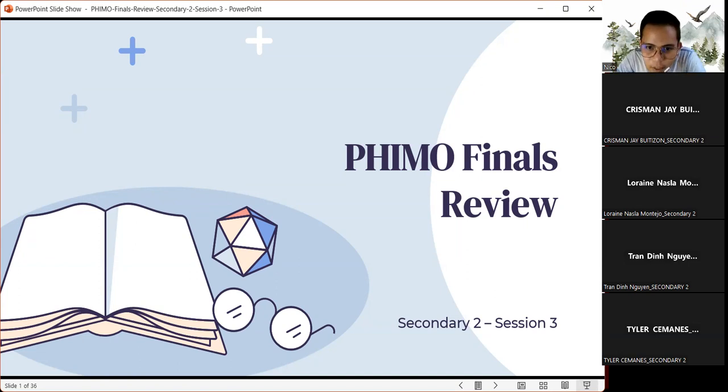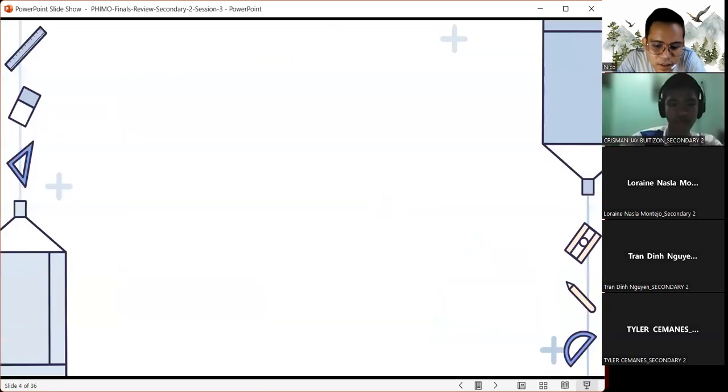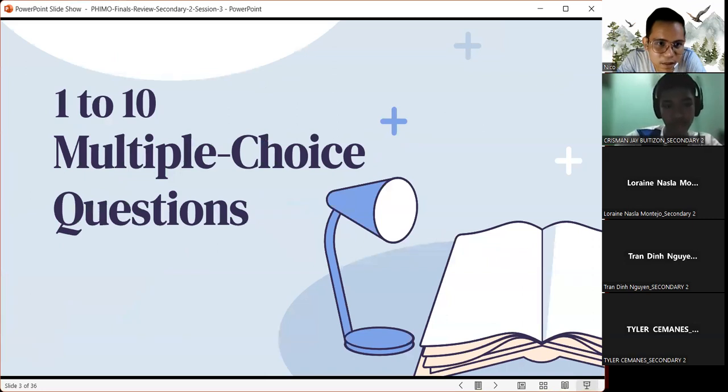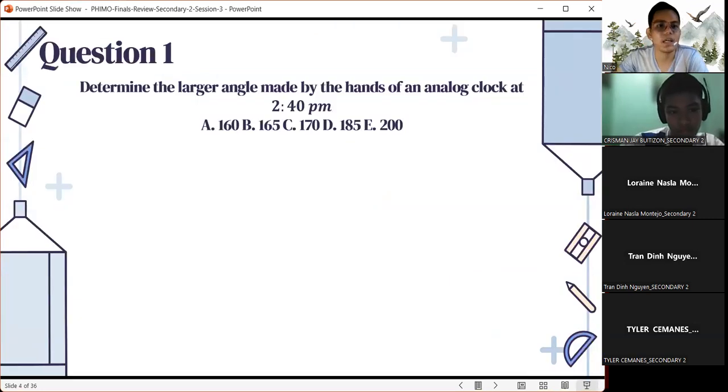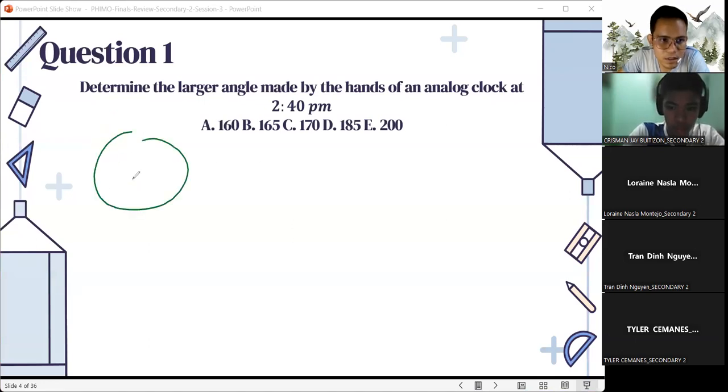Okay. So this one, let's start with the multiple choice questions. Determine the larger angle. Larger angle. Again, when you have an analog clock, this is your clock.